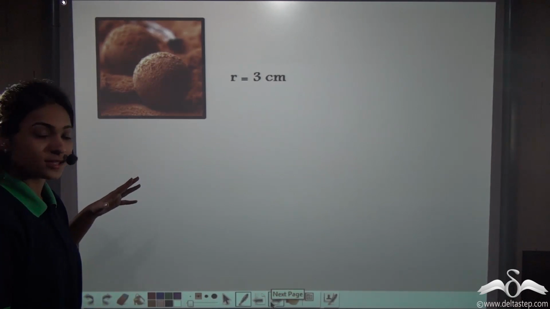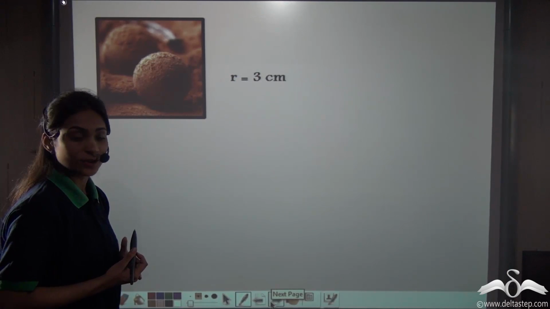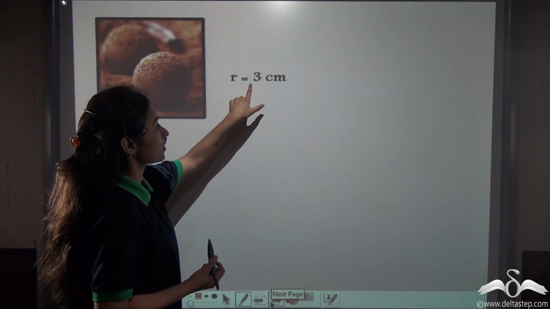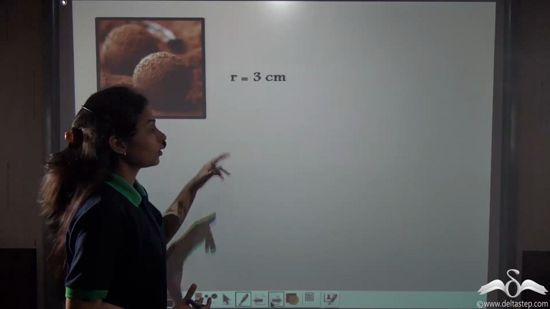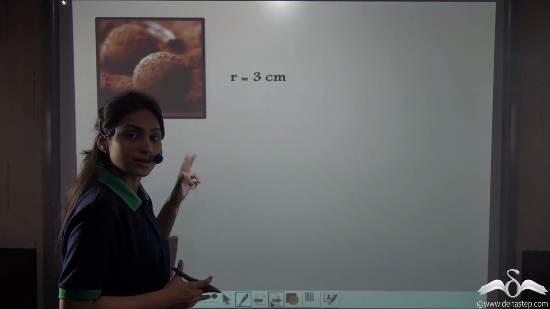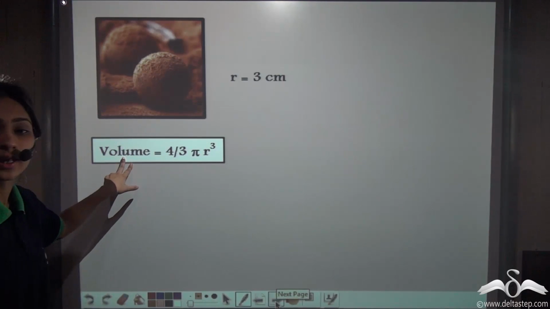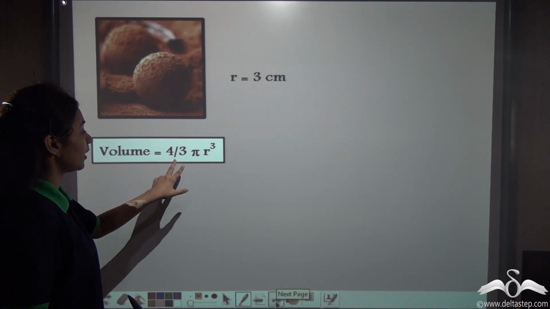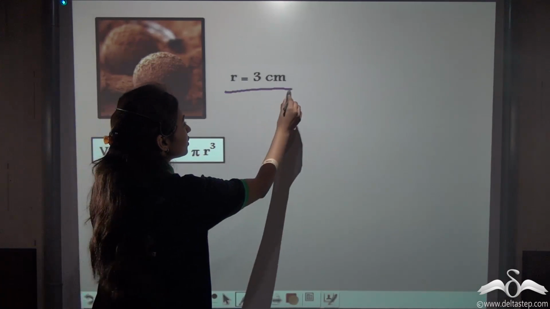So now you can help Sam find out the volume of this sphere, that is the volume of this truffle. Now he has decided that the radius of this truffle needs to be 3 centimeter. So now find out the volume of this sphere, that is this truffle. Well, we know that the volume of any sphere is calculated by 4 by 3 pi r cube, where r is the radius of this truffle.